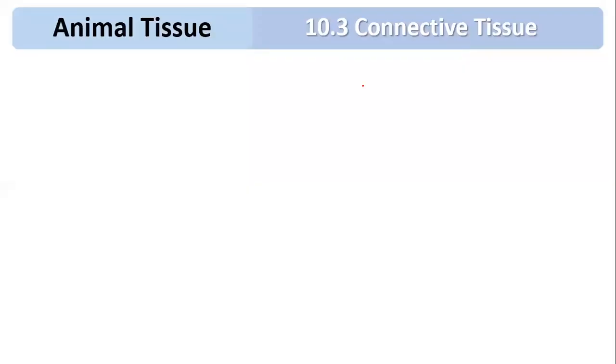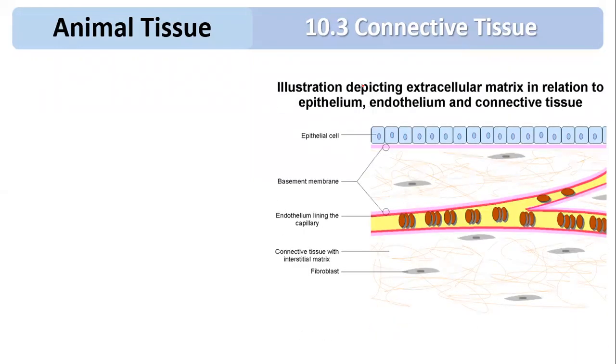Now, whenever we talk about connective tissue, the name itself says that it is going to connect various parts of your body. This tissue is widely distributed in your body. Now, what is the main function? It is going to bind, it is going to support and provide the strength.